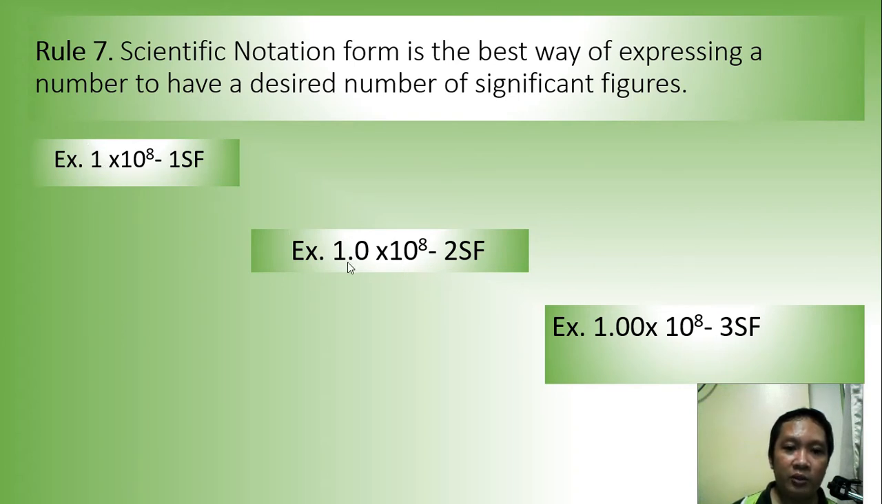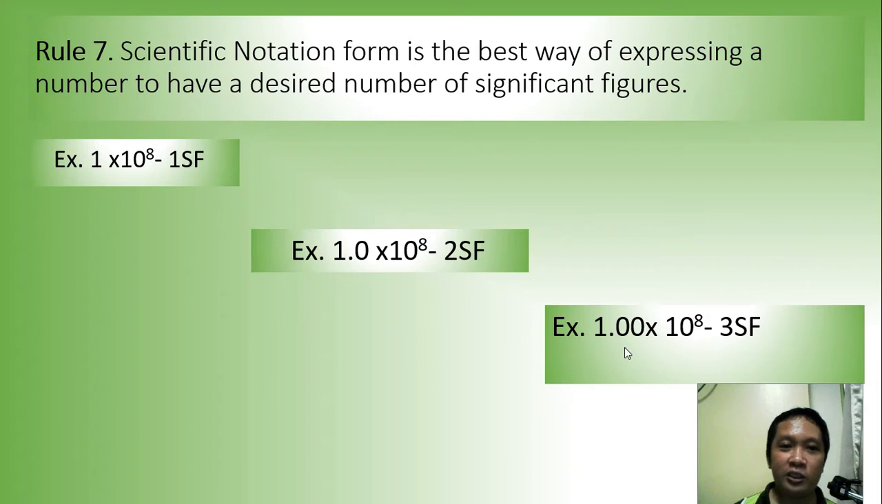Another example, we have 1.0, which indicates that there are 2 significant figures. This 1 and 0 are significant figures. This is another way of expressing 1 times 10 to the power of 8. They are the same, having the same value, but having different numbers of significant figures. This is an example wherein it has 2 significant figures. This is the same number raised to the power of 8. However, this given has 3 significant figures.